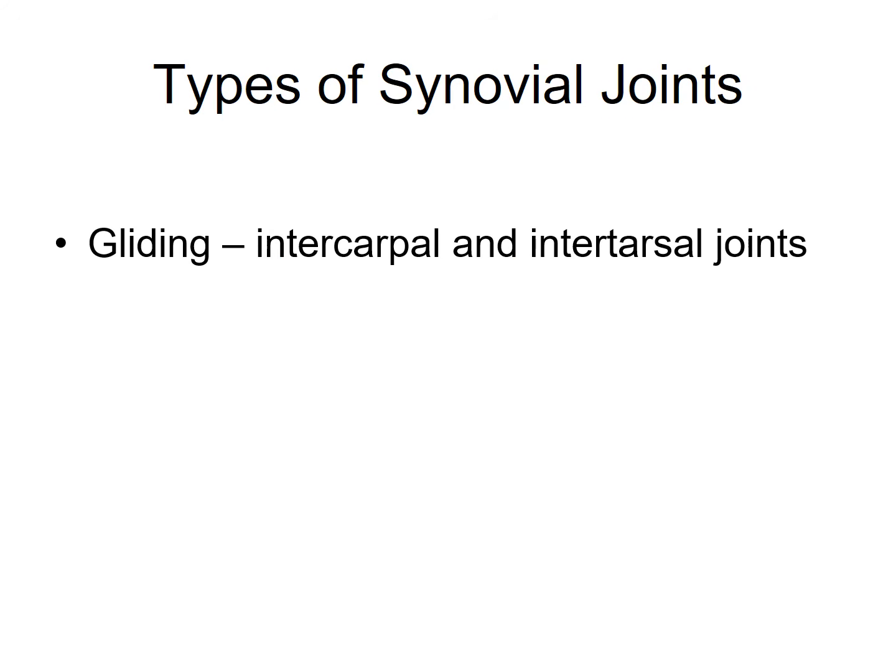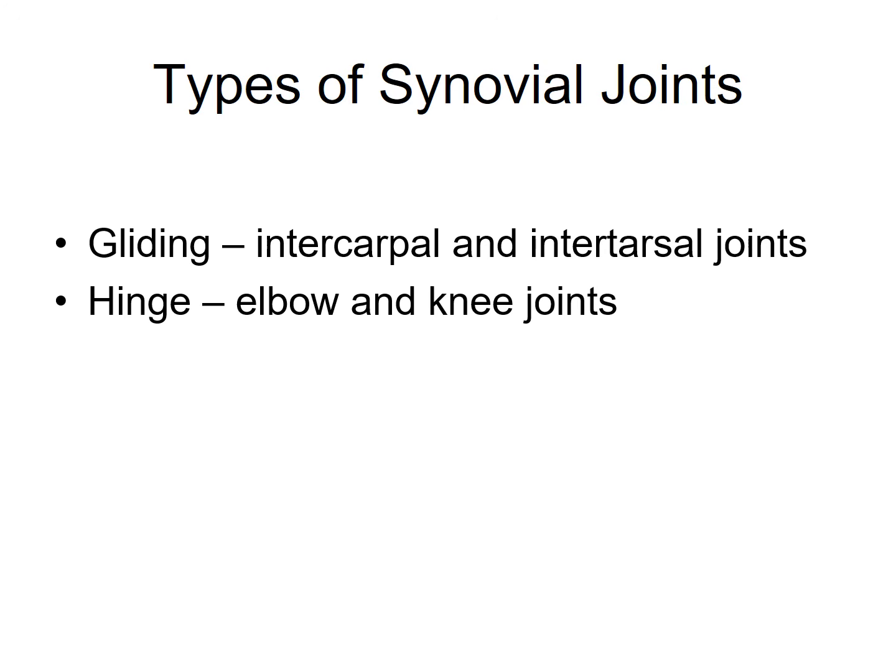Now, there are different types of synovial joints. We've got gliding joints, which are examples like intercarpal and intertarsal. So the bones in your wrist and the bones in your ankle, when they move, they glide over one another. So we call them gliding joints. Hinge joints, well, you think of a hinge of a door. It opens, it closes. Think about what your elbow does. We call this flexion, extension. Knee, same thing. This is called a hinge joint.